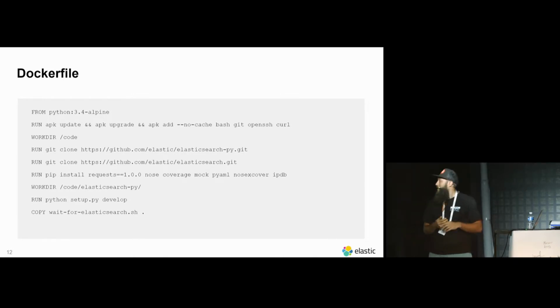So here, the from line. This is basically how we can control the Python environment we want to use. Right now, this is just using Python 3.4, and I'm using Alpine because I like how small Alpine images are. The next thing, I need to install a few tools into this image to actually make running the tests work. Next, we're going to create a working directory called code, where I'm going to clone the Elasticsearch and the Elasticsearch client into that directory.